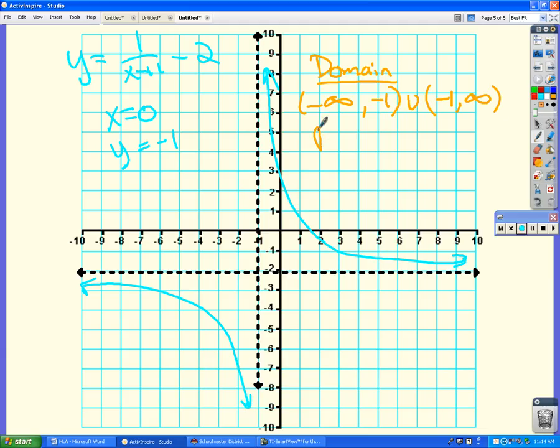What's the range of this function? Negative infinity to -2, and -2 to infinity. Basically, all we're saying is that in the x direction, it can be anything but -1, and in the y direction, it can be anything but -2. Range is the y's and domain is the x.